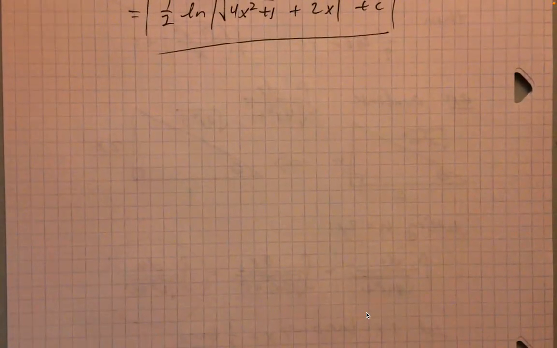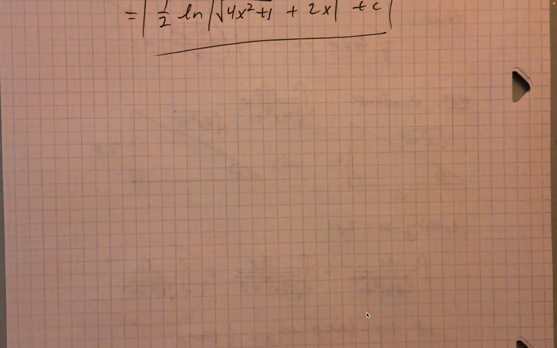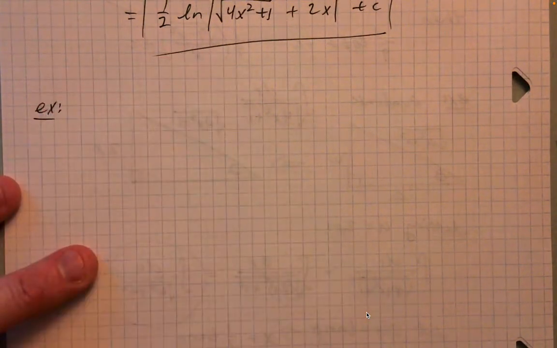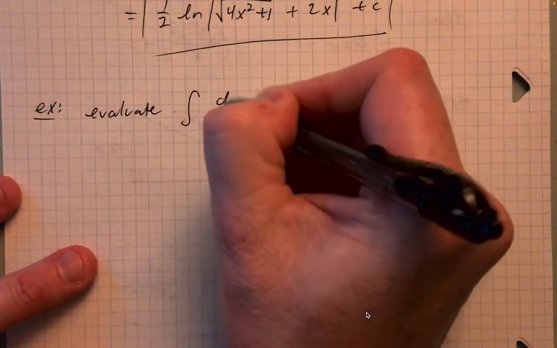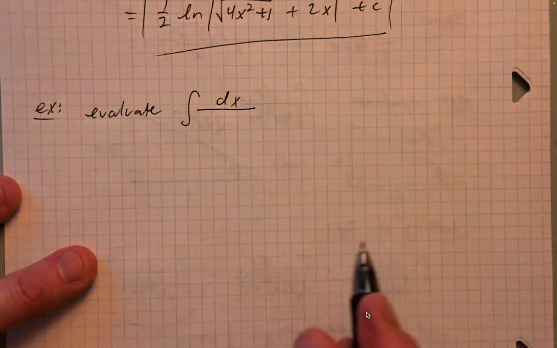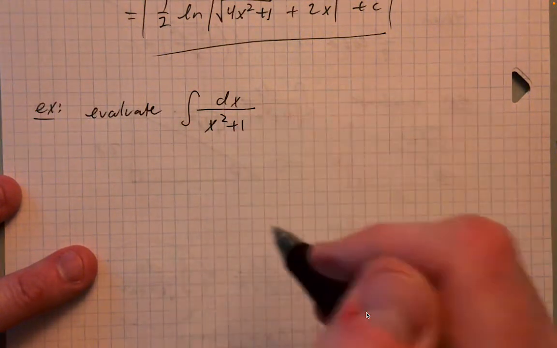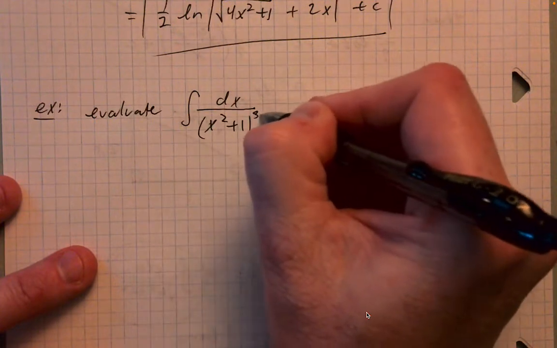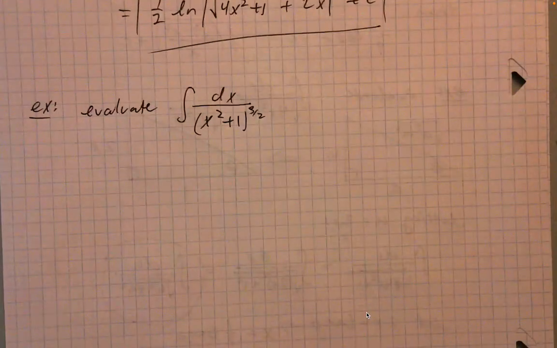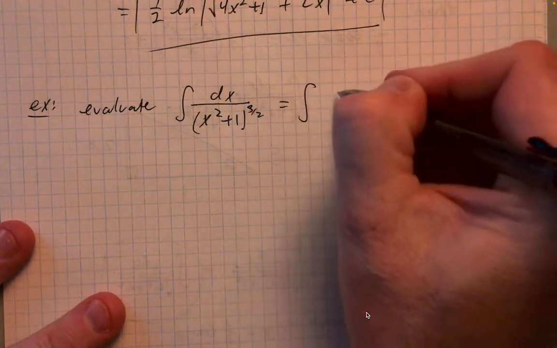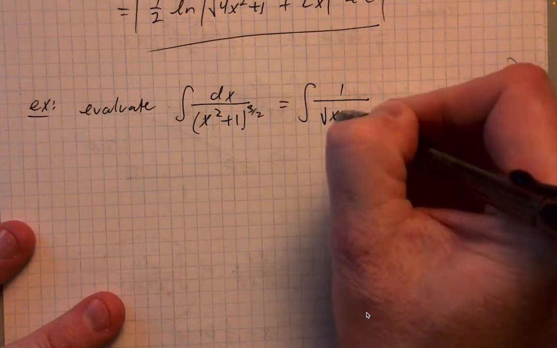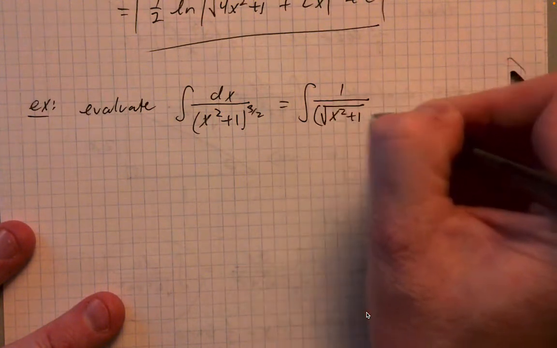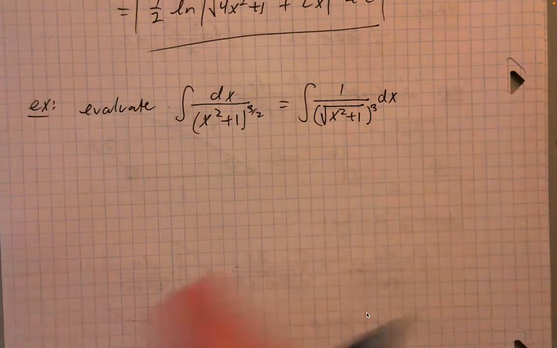And let's do one more example here, just so we can be sure we have the hang of this. All right, so let's evaluate this guy. The integral of dx over x squared plus 1 to the 3/2 power. And so let's begin by writing this differently. Let's write this as the square root of x squared plus 1, cubed.